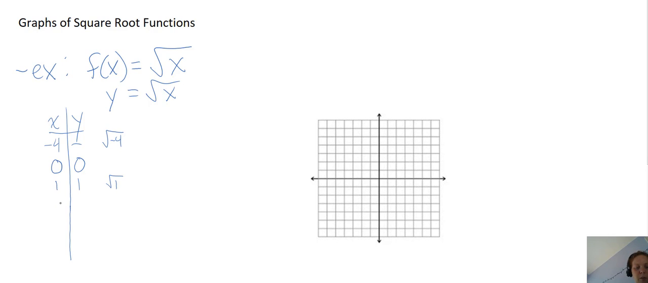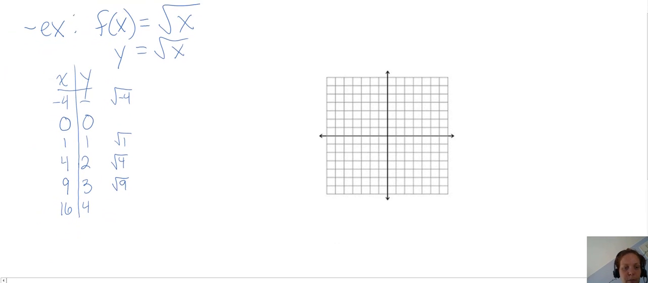2 I can approximate, but it's not going to be nice, so I'm going to skip 2. Square root of 3 is not a nice number. I'm going to skip to 4. Square root of 4 is 2. 5, 6, 7, 8, 9 is the next time I get a nice perfect square. So square root of 9 is 3. Okay, so my next one, let's jump to the next perfect square, 16. Square root of 16 is 4. Okay, so that is a good amount of points.